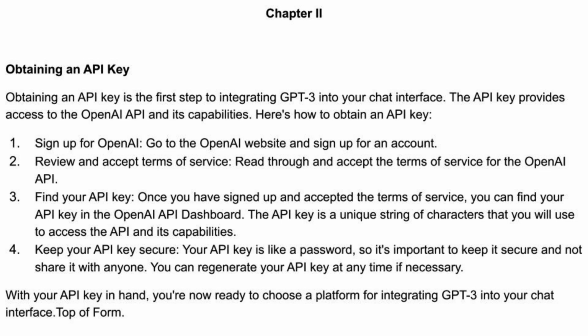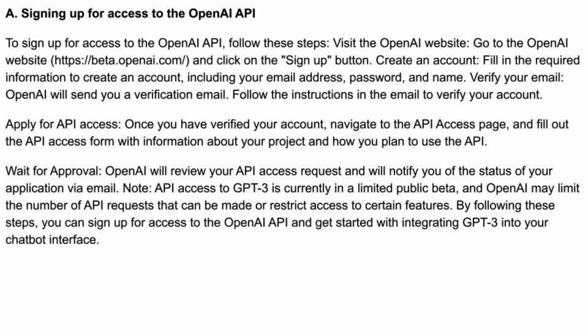A. Signing up for access to the OpenAI API. To sign up for access to the OpenAI API, follow these steps. Visit the OpenAI website. Go to the OpenAI website, https://beta.openai.com, and click on the Sign Up button. Create an account. Fill in the required information to create an account, including your email address, password, and name.